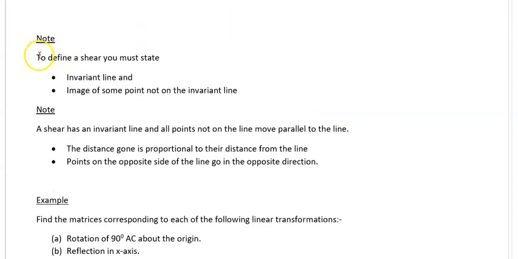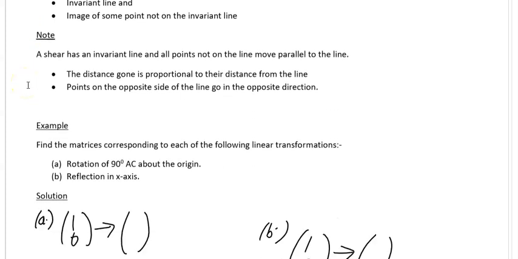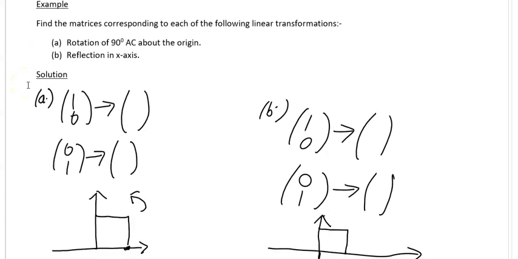Okay, so to sum that up, for a shear, you must state the invariant line. So that's a line that doesn't move. And the image is some point not on the invariant line. Okay, we'll move on to this example.